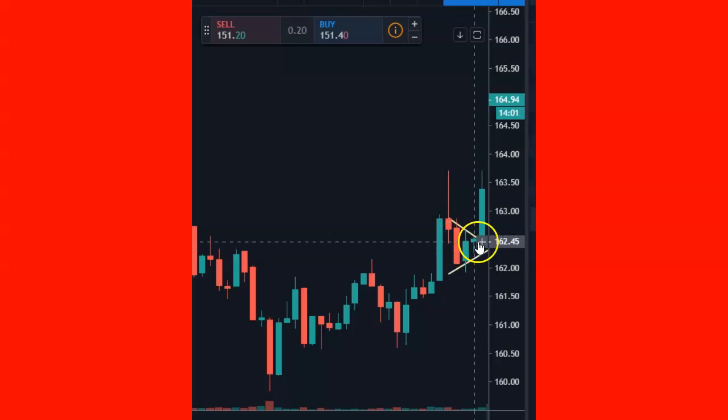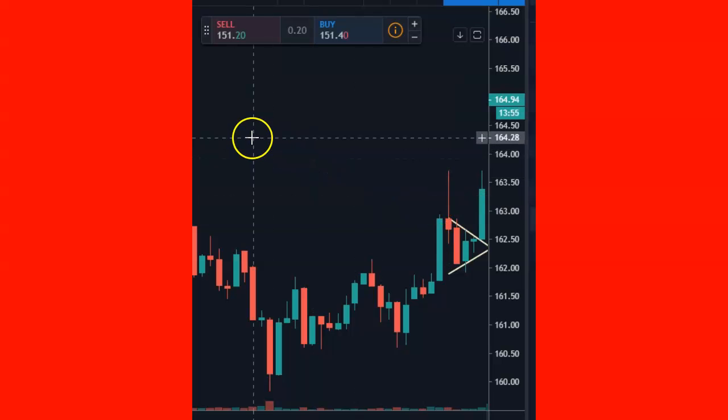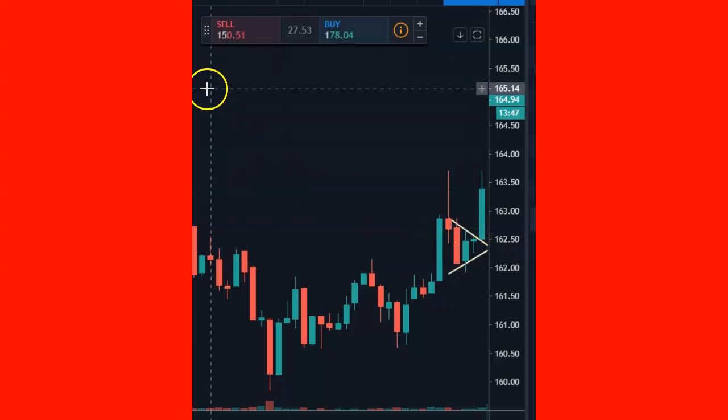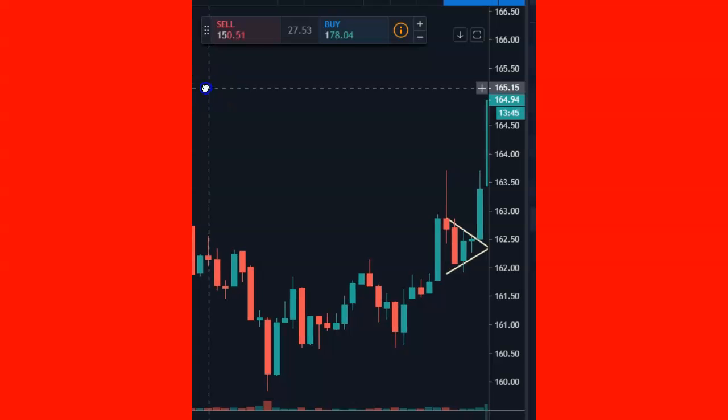And remember, you put your stop loss in here, right inside of the pattern, or if you're a little more conservative, you could put it maybe at the top of the body of that candle. So let's go ahead and finish seeing what happens with this trade.